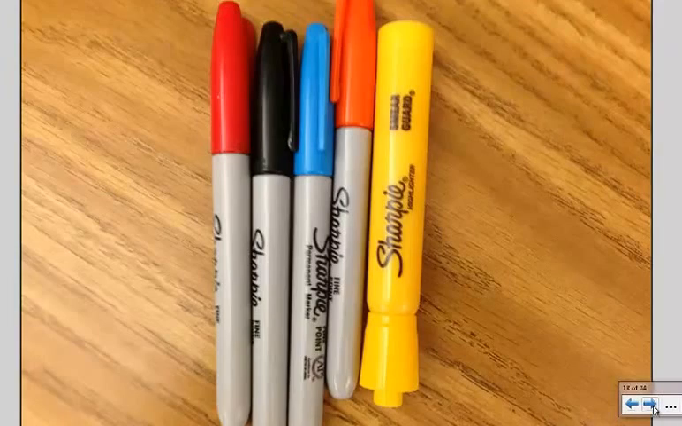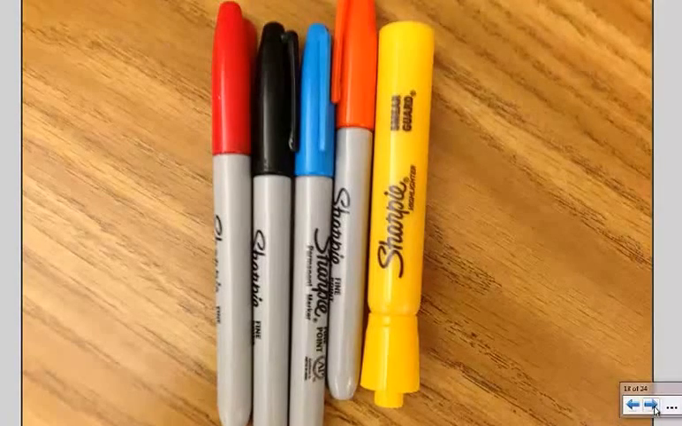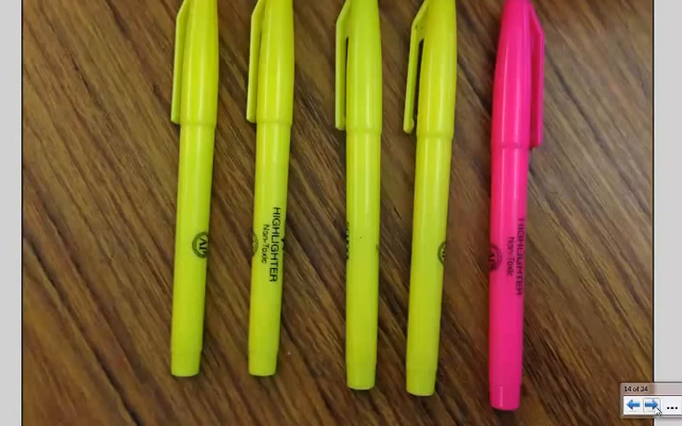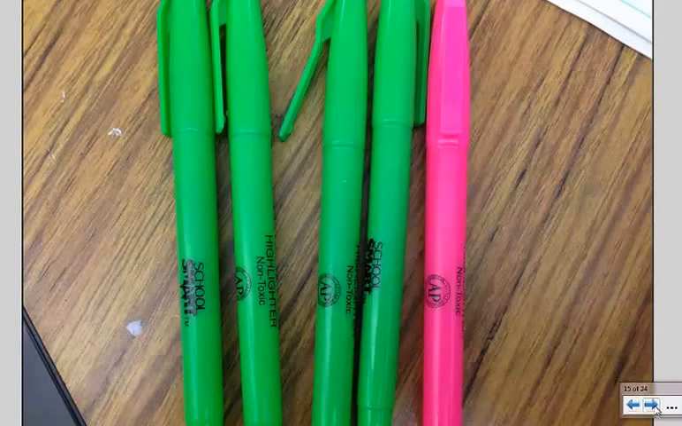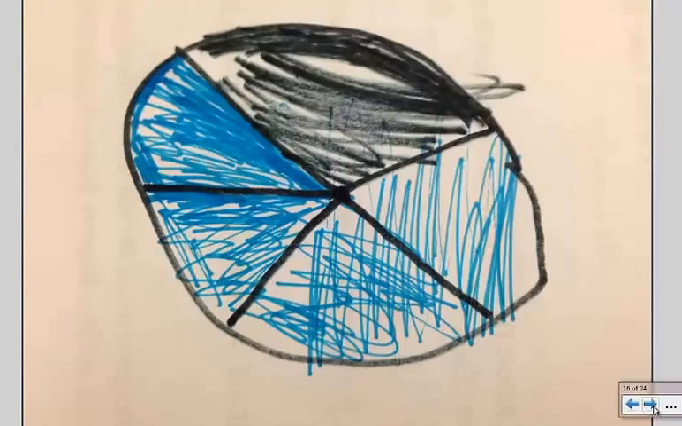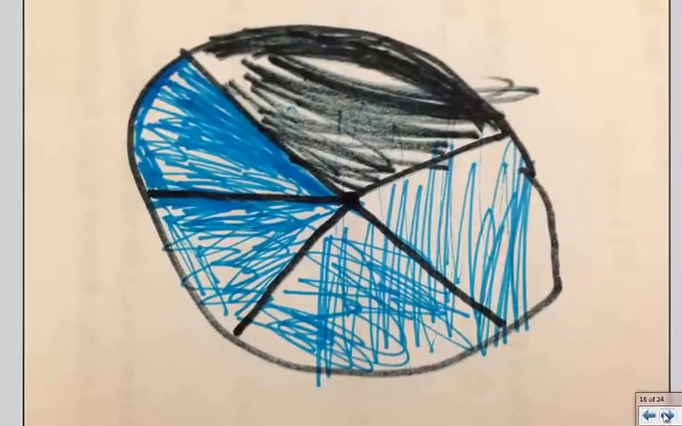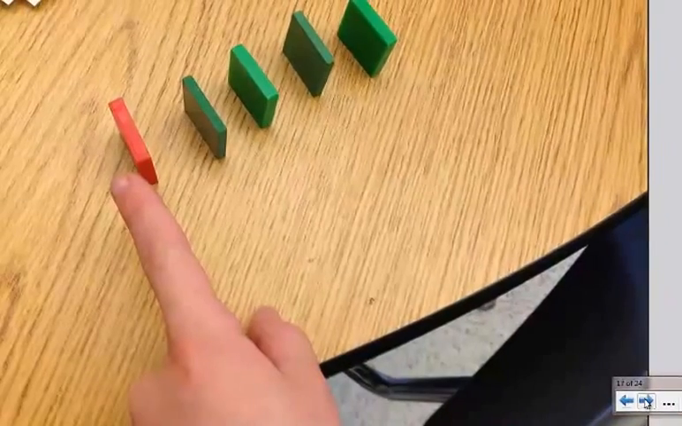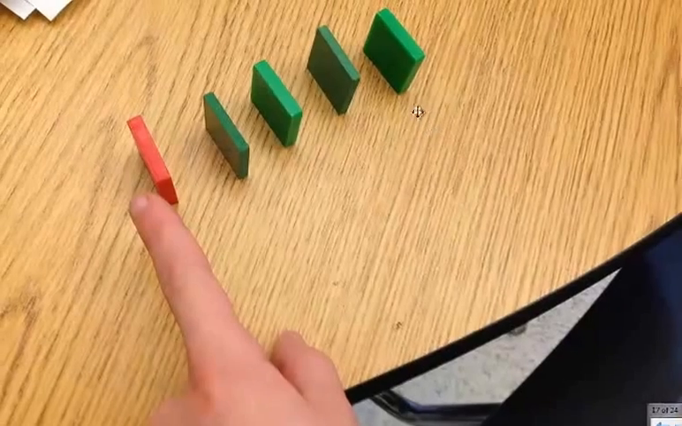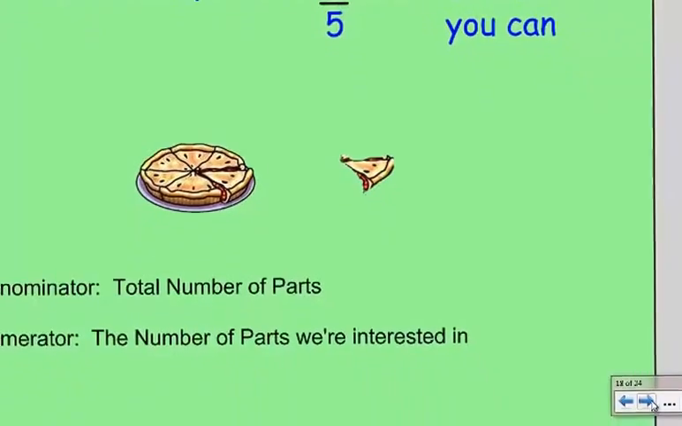This person decided 4/5 would be 4 Sharpies out of 5 markers. Likewise, 4 yellow highlighters out of 5 highlighters. 4 green highlighters out of 5 highlighters. I could even use a circle representation where I have 4 pieces of my circle out of 5. And again, really the key is though you want equal parts. We could do dominoes. 4 green dominoes out of 5.